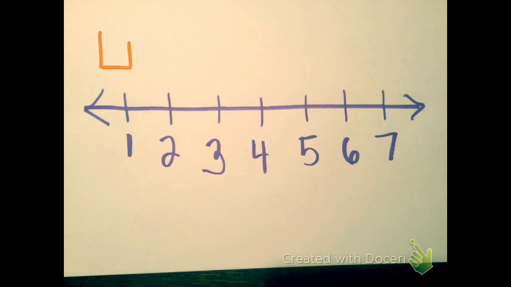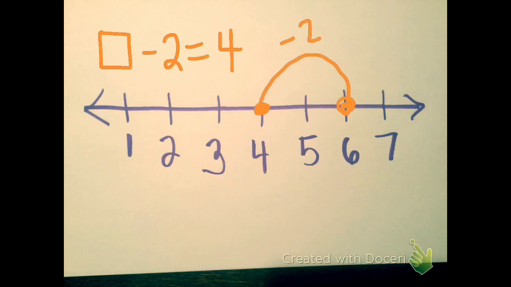Now I could also solve a problem like this. A mystery number minus 2 equals 4. So that means I ended at 4, and I had to start at a number that when I move back 2 from that number, I land on 4. So that means I had to start at 6, because if I start at 6 and I go back 2, that's where I land on 4. So my mystery number is 6. 6 minus 2 equals 4.